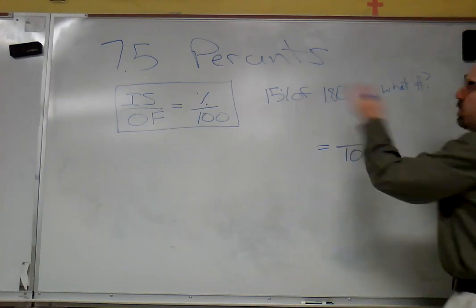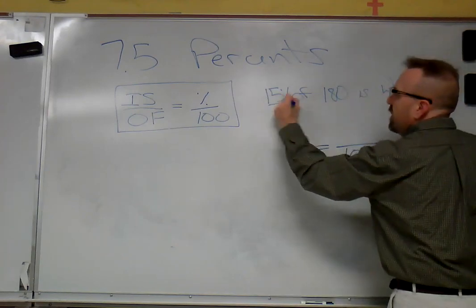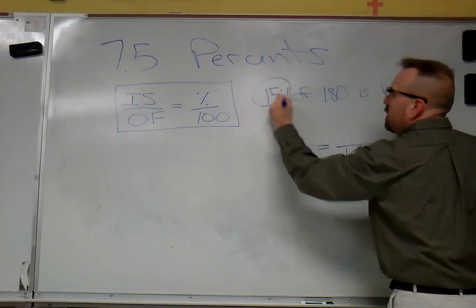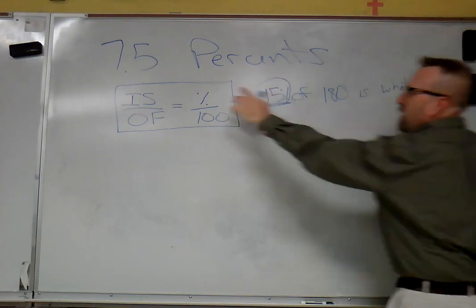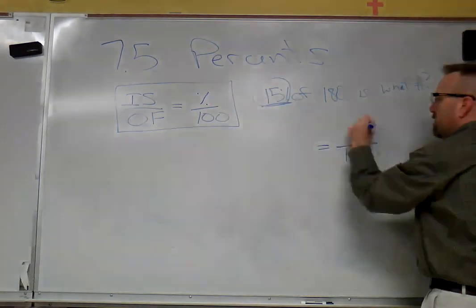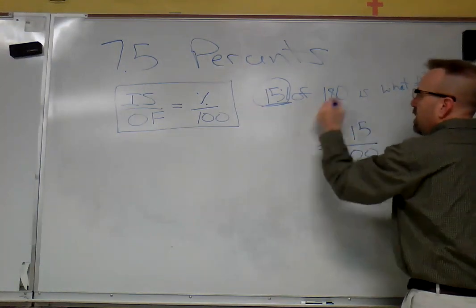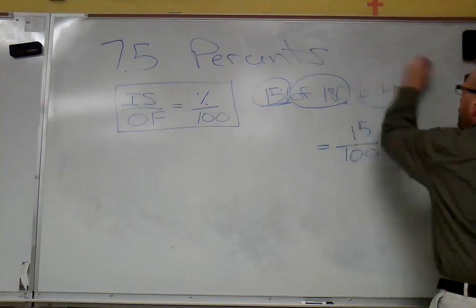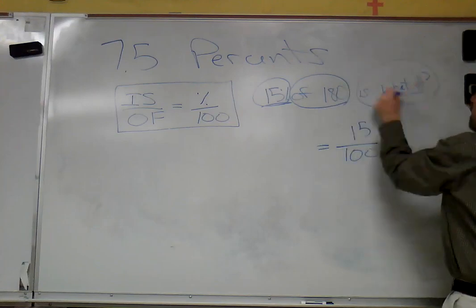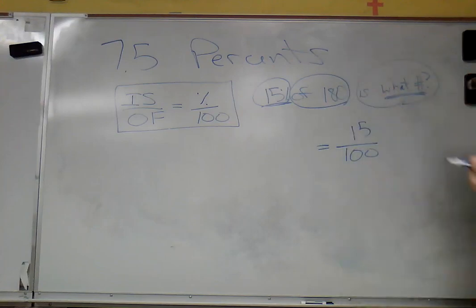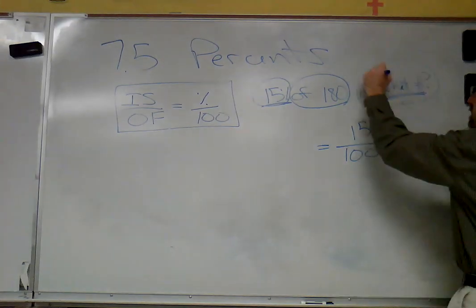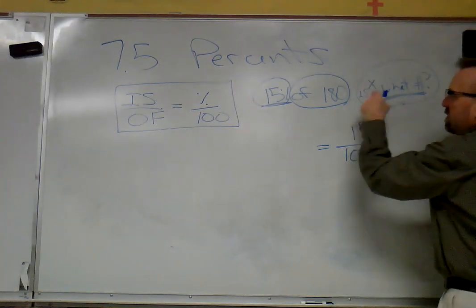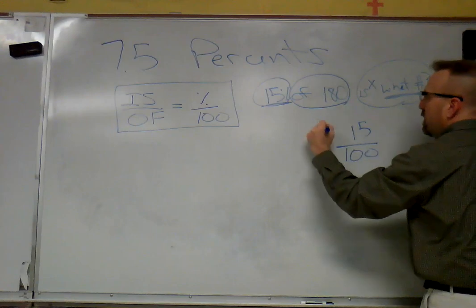So let's go through our problem. 15 is next to percent. So it's going to go in our space where we had percent. Of is with 180. Is is with what number? That's the part we're trying to find. So that is our variable. So that is x. X is going to go with is. Of is with 180.